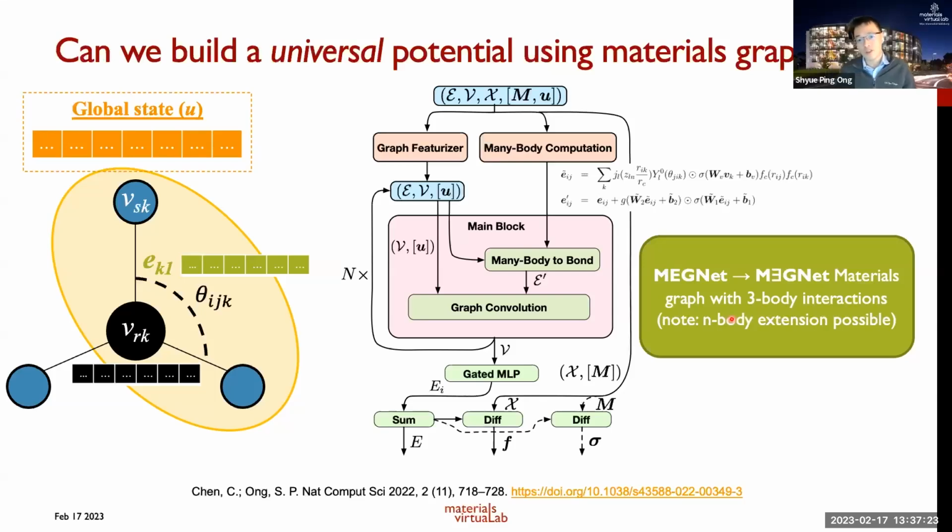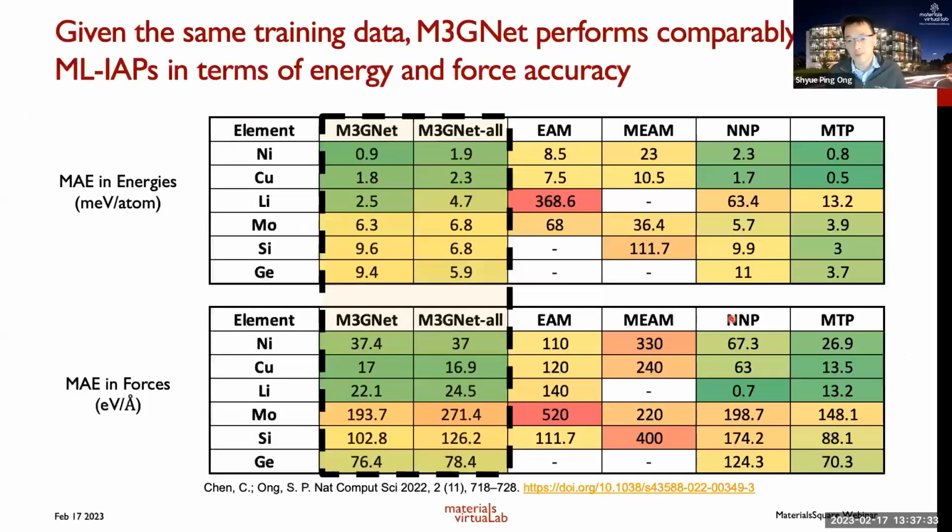What we then need is, of course, the training data to actually fit an interatomic potential using this new architecture, right? Now, the first thing that we did was to try it out on some very simple data sets, okay? So this is the set of individual data sets on FCC nickel and copper, BCC lithium and molybdenum, as well as diamond silicon and germanium, that we generated for our initial benchmark on machine learning interatomic potentials, right?